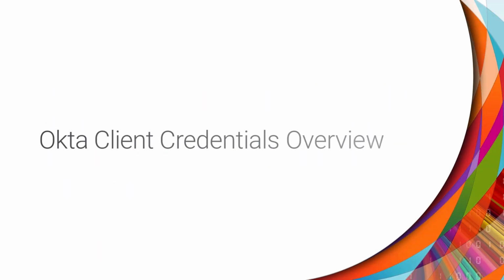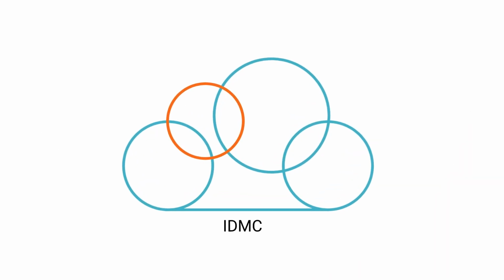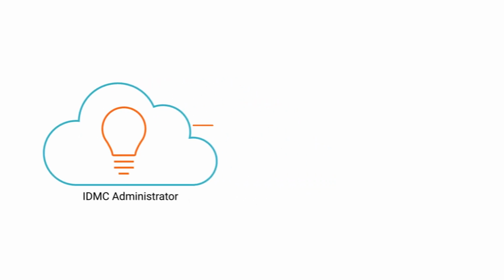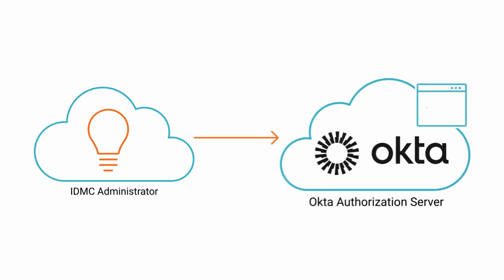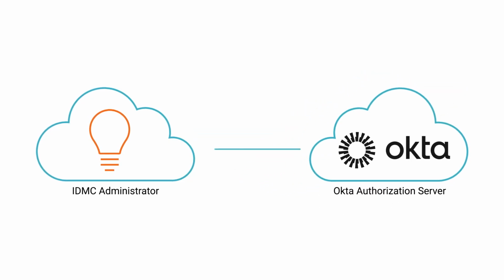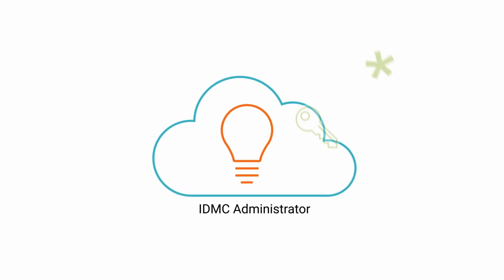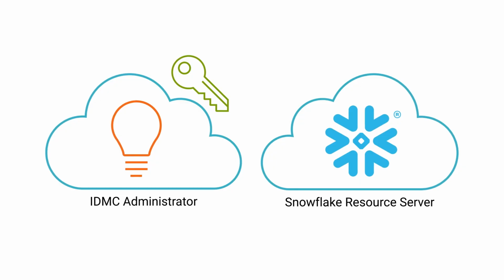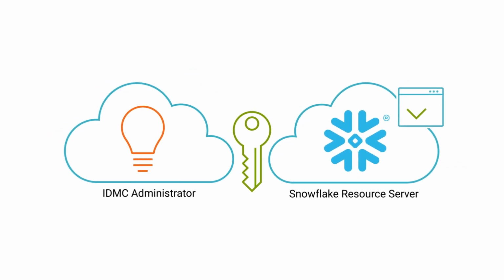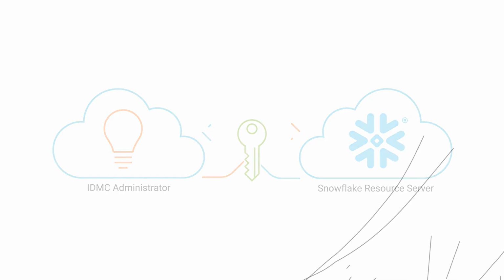To use Okta Client Credentials authorization with Snowflake from the Informatica Intelligent Data Management Cloud, or IDMC, Administrator sends the credentials to Okta and requests access. If the credentials are valid, Okta issues an access token to Administrator. Administrator then uses the access token to make authorized requests to the Snowflake resource server, which validates the token and ensures secure access to Snowflake assets.